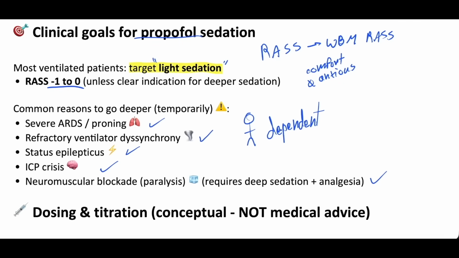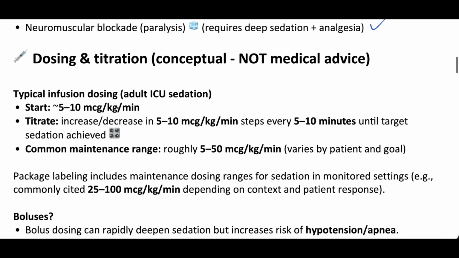The RASS is 0 to -1. Deeper would be a more negative RASS, something like a RASS of -3, -4, and then -5 is they're not even responding to noxious stimuli. So deep sedation. But the clinical goals when we start propofol sedation often are to target that RASS of -1 to 0. So dosing and titration.